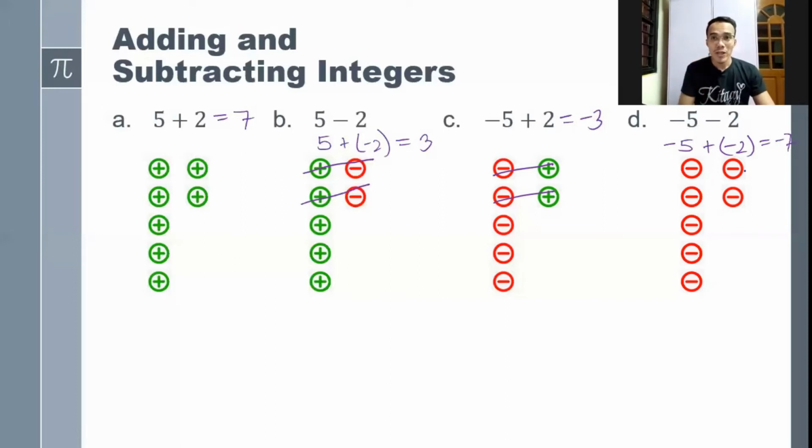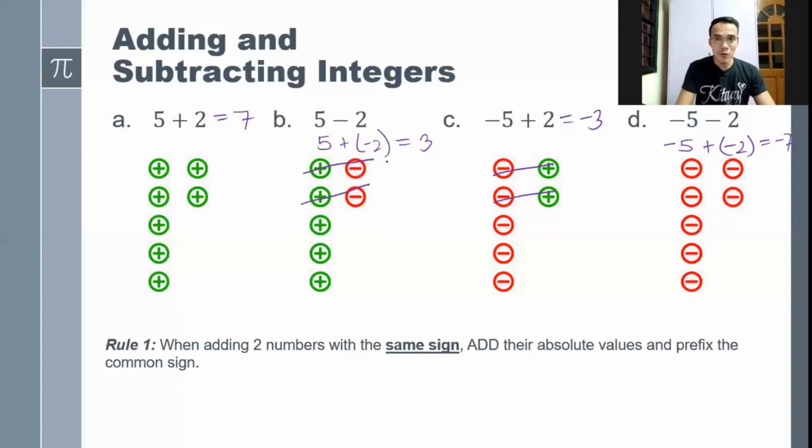We cannot always use chips in adding or subtracting integers, especially when we are already dealing with larger numbers. So what we're going to do, we have to be able to come up with some rules. Based on these 4 examples, I can have rule number 1.